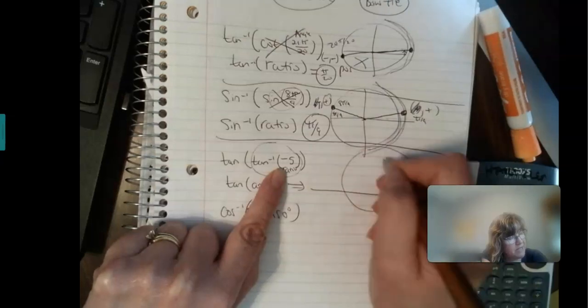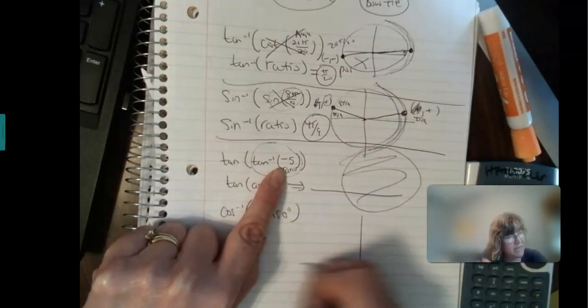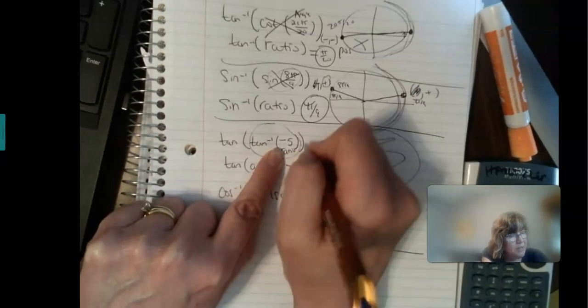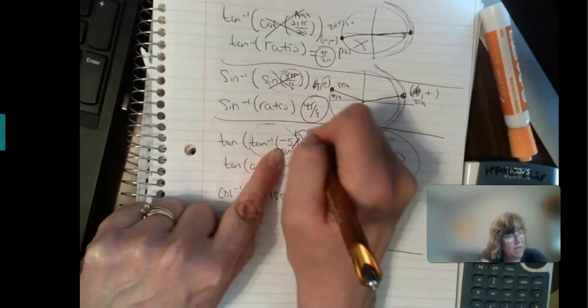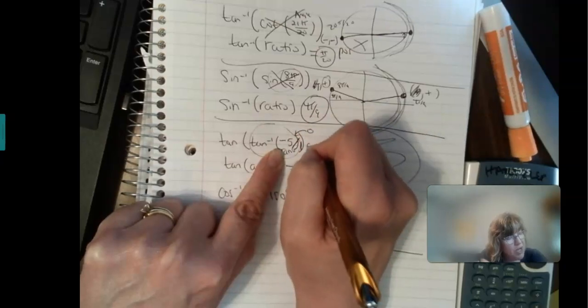All right, so let's make, well, I don't know why I did that. Let's make an XY axis. Okay, so I'm going to put a -5. I'm going to put a 1 under there. So SOHCAHTOA: opposite over adjacent.